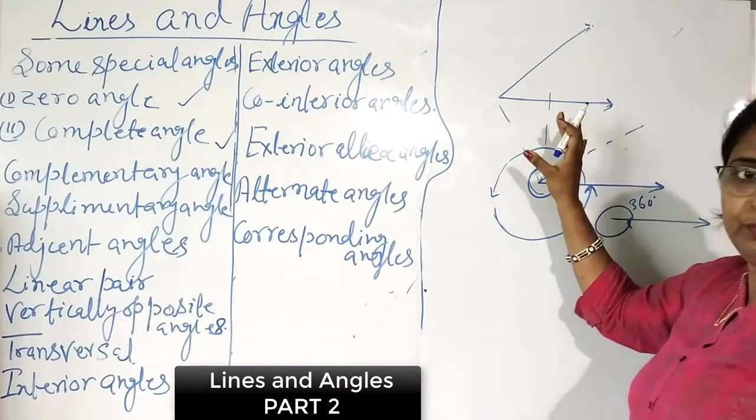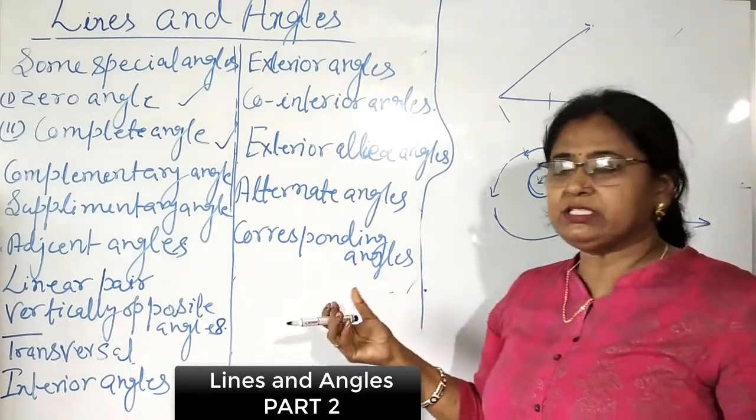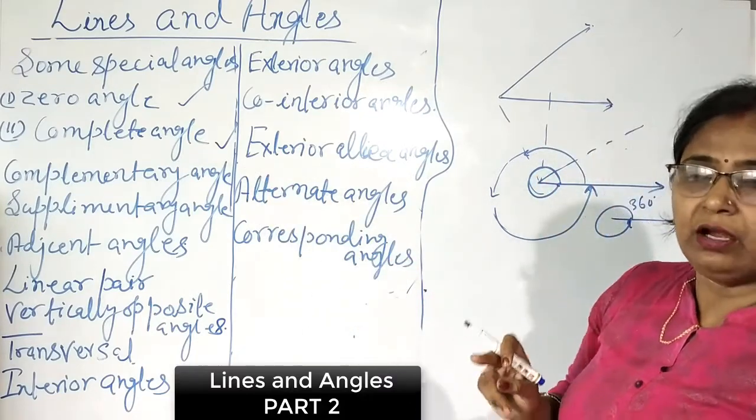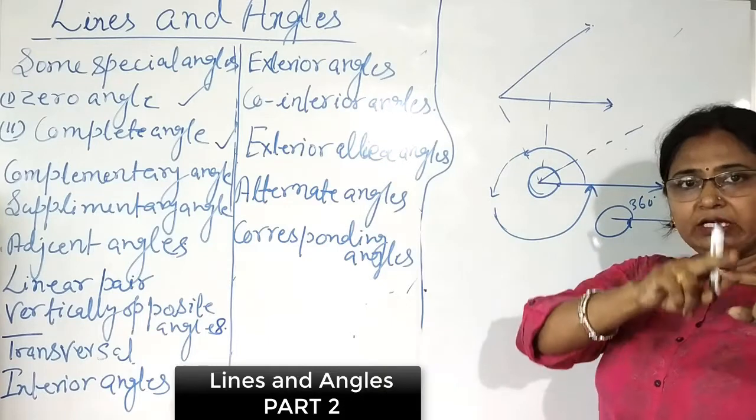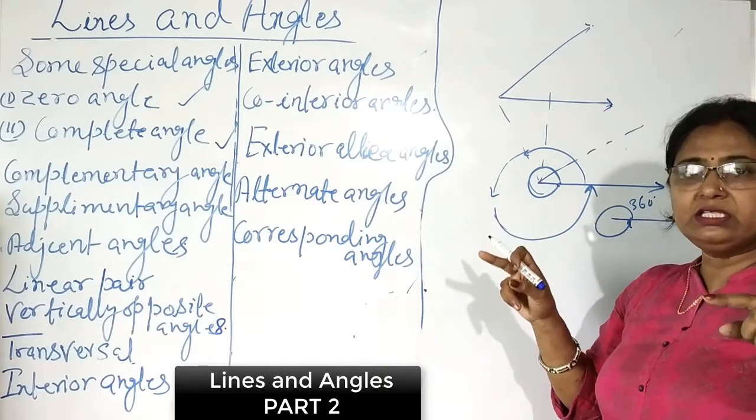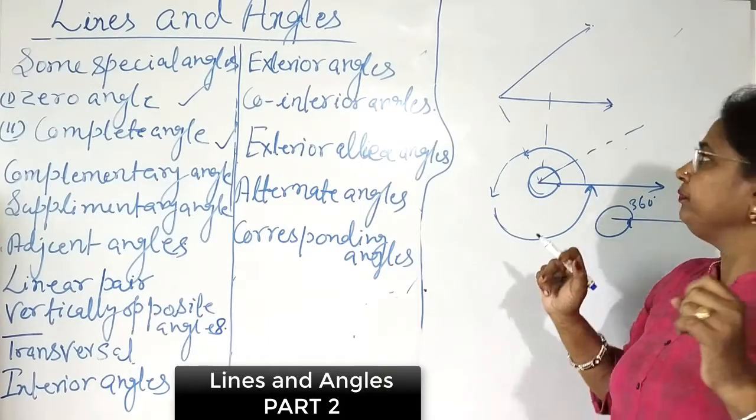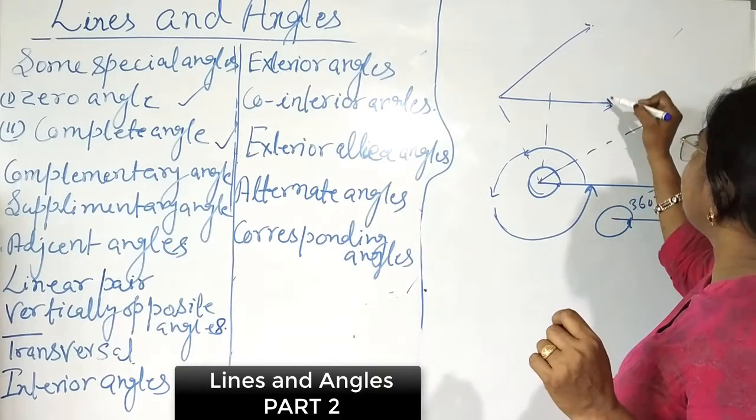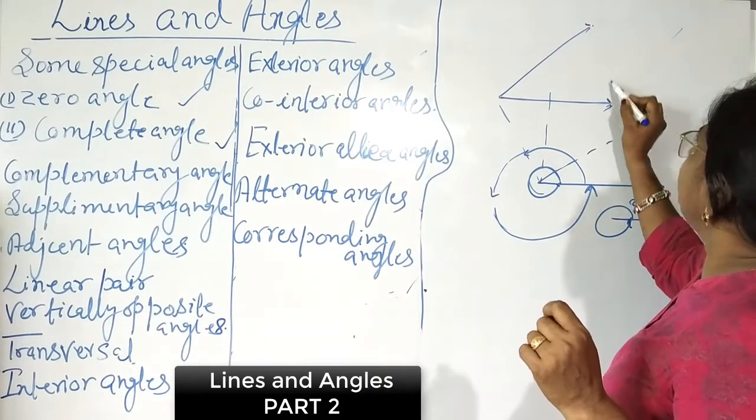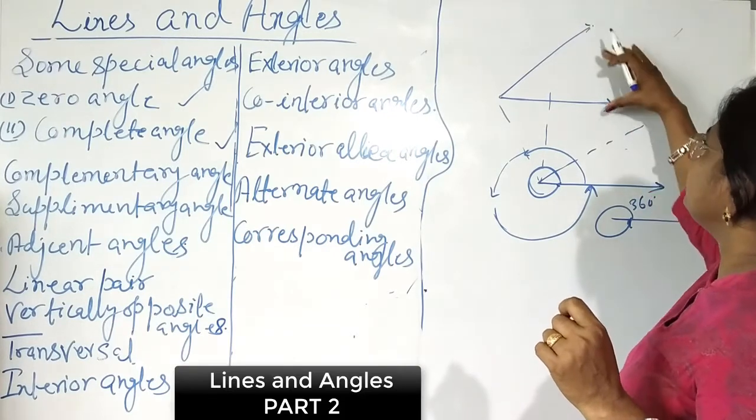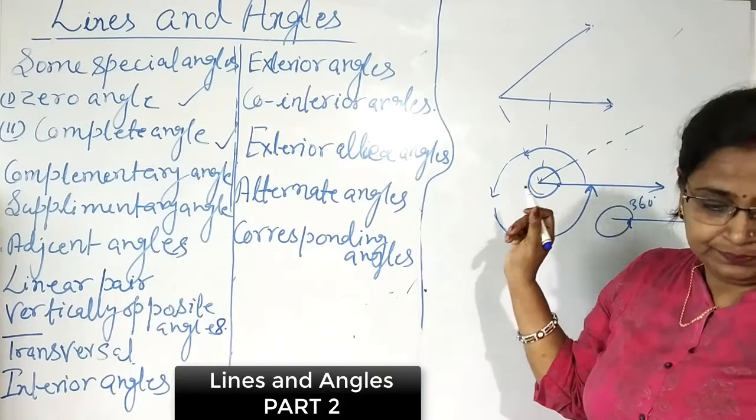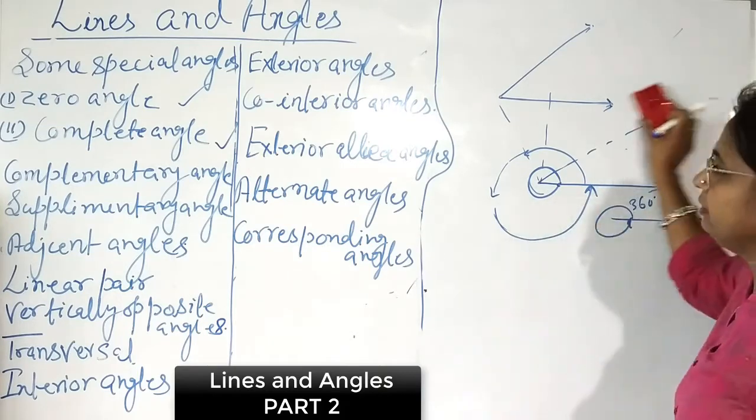Understood? Hope you understand the difference between 0 degree and complete angle. After one complete rotation it is called 360 degrees, and if the initial ray and the rotated ray coincide with each other, then it is a 0 degree angle.